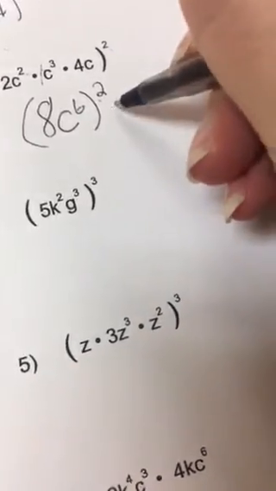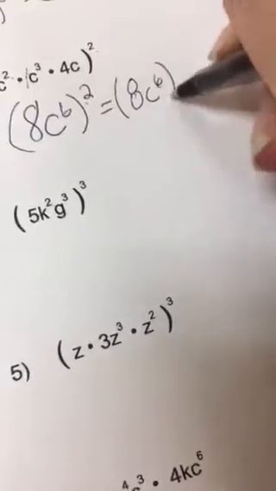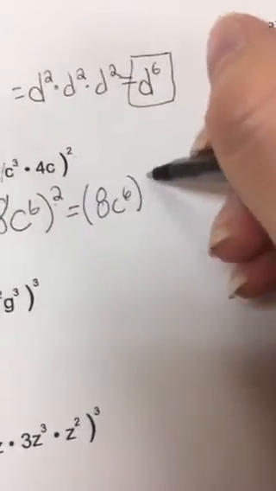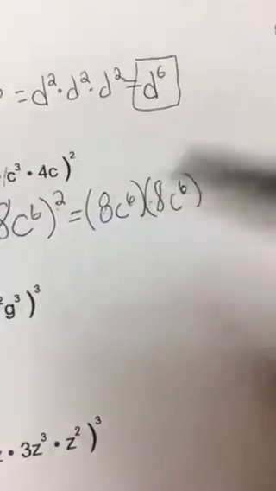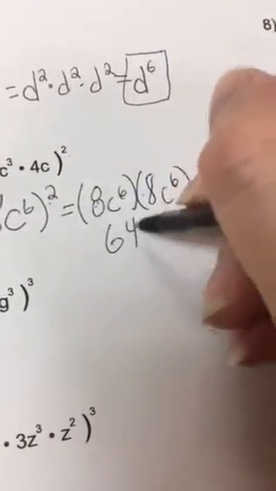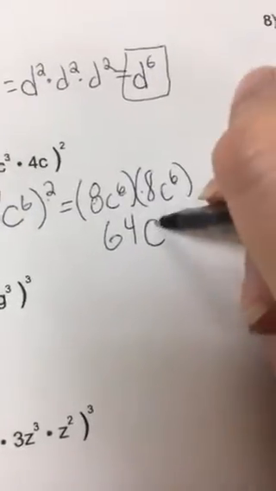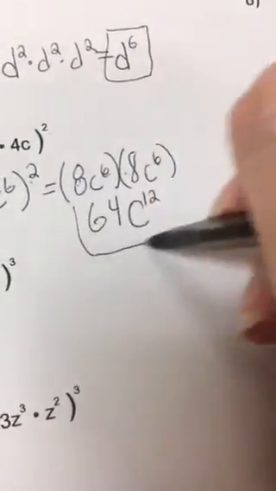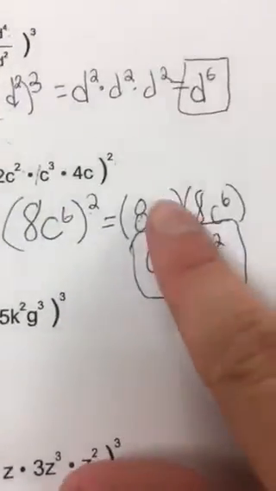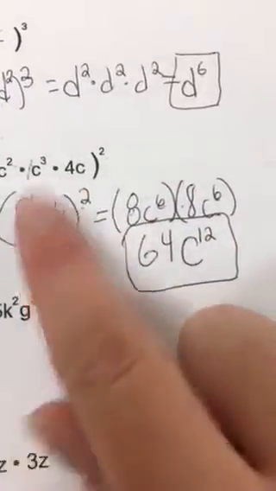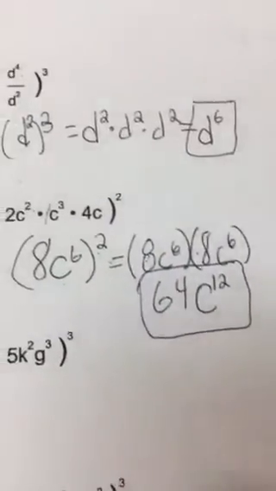So just remember what this means is I have 8c to the 6th power times 8c to the 6th power. 8 times 8 is 64. c to the 6th power times c to the 6th power is c to the 6 plus 6 is 12. And that would be my final answer. Once again, you could have done a shortcut. Instead of writing this out, I could have done 8 to the 2nd power, 64. 6 times 2 is 12.